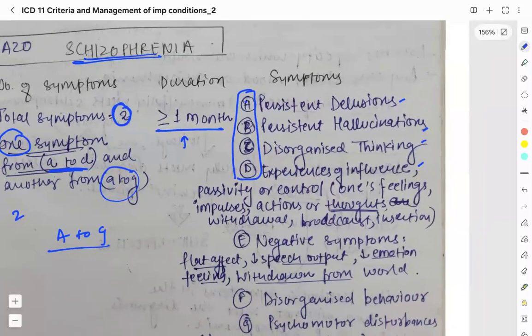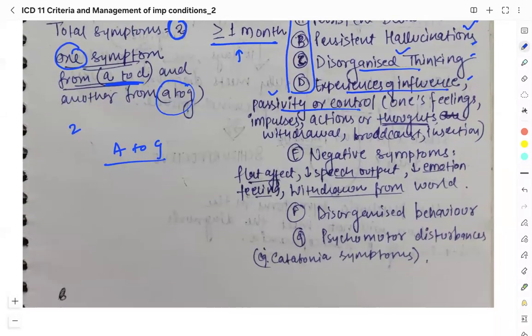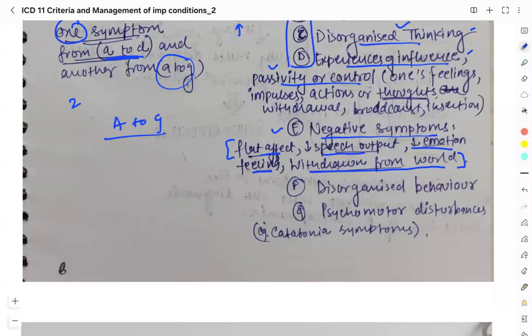You told us we have delusions, hallucinations, and experiences of influence, passivity, or control. So three of these symptoms are from A to D, which is an important cluster, and disorganized thinking is included in this as well. Then we have, as you said, avolition. Those all come under negative symptoms: flat affect, decreased speech output, decreased emotional feeling, withdrawn from the world. Then we have disorganized behavior and psychomotor disturbances.